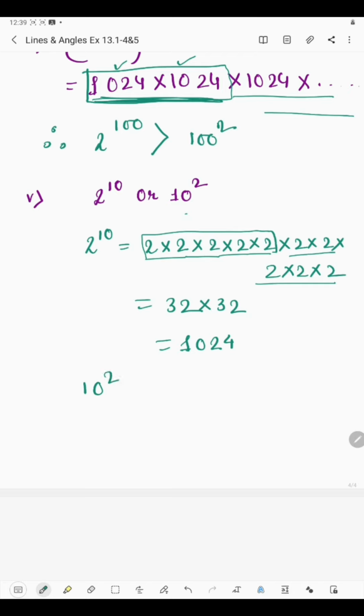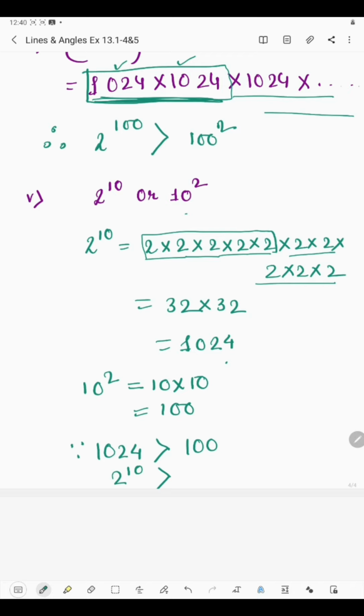Now we have 10 raised to the power 2. Now the power is 2, so we'll write the base twice. So 10 tens are 100. Now we can see that 1024 is greater than 100. Means 1024 is the value of 2 raised to the power 10. So 2 raised to the power 10 is greater than 10 raised to the power 2. Okay, so this was all about question number 4.